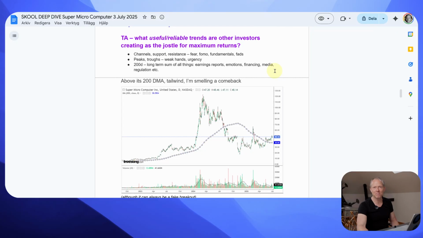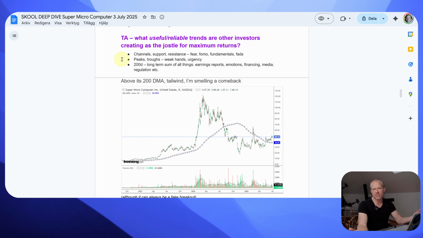Hi, and welcome back to the continuation of this deep dive into Super Micro Computer. And now it's time for the technical analysis and maybe a quick macro overview as well, looking mainly for headwinds, things that could be a hindrance to our forecasts and to our case for the stock.